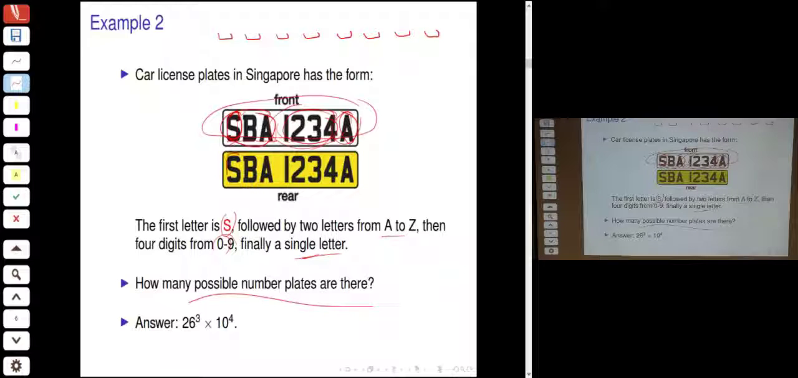Or let me write it here. So this, the first character is this one. This is always an S. So if it is always an S, there is only one way to fill up the first spot. Okay? So not much there.